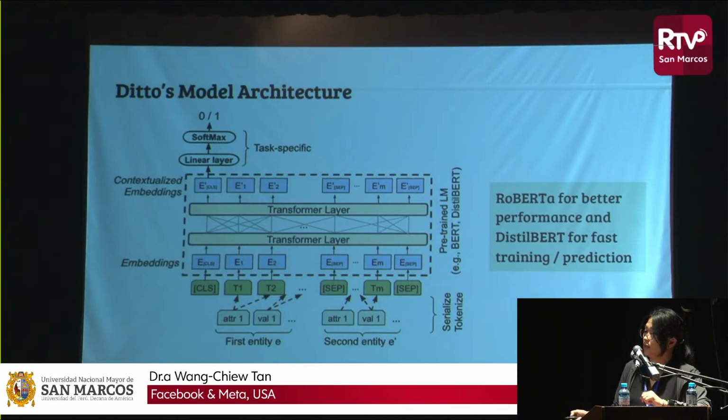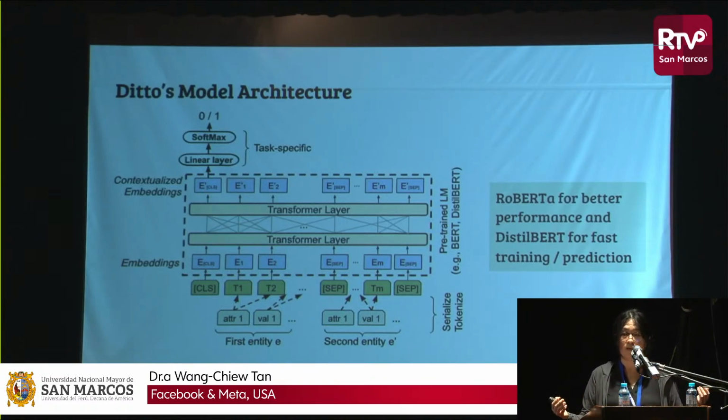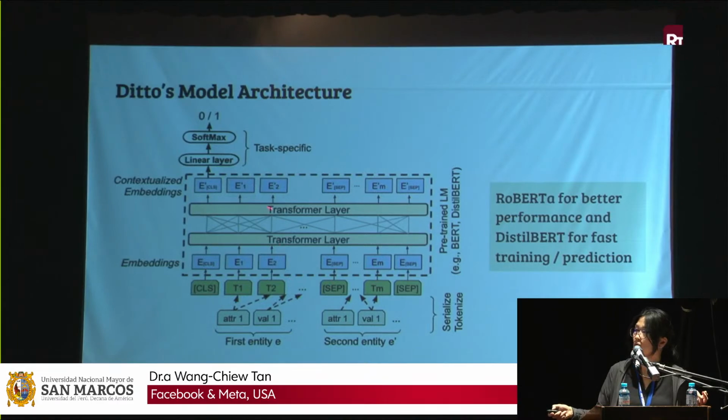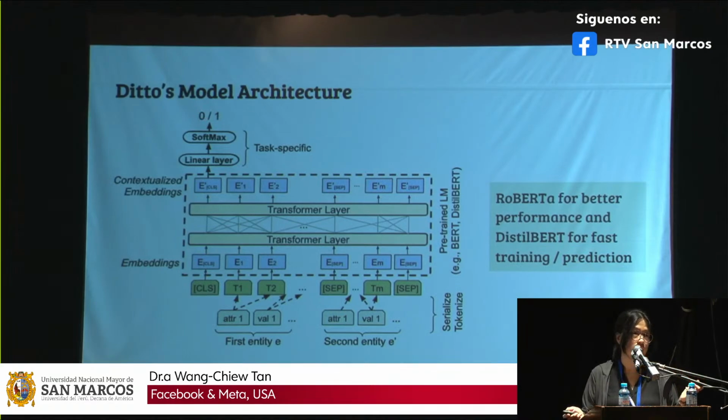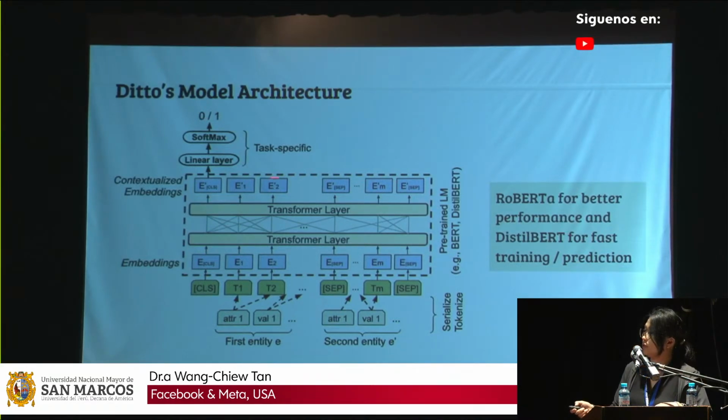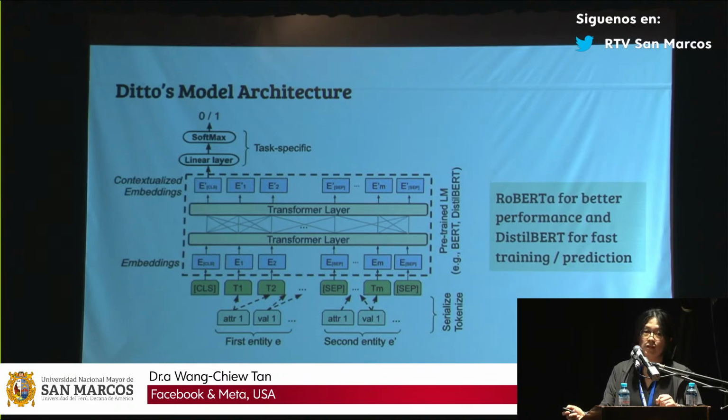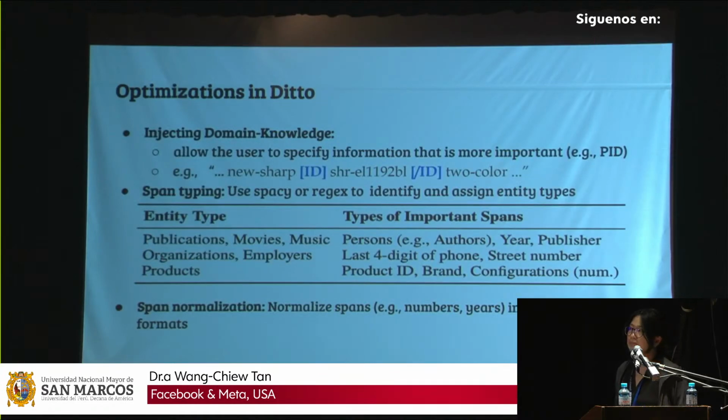So now let's take a look at this diagram again. We pass in two records, and you get these tokens out as output. What we're focusing on is only this output CLS token, because this token already has a contextualized understanding of both records after it passes through all these layers. This is the only token we look at to form the match or no match decision. As I mentioned earlier, the language model is a black box to us. In our experiments, we used Roberta at the time for better performance and Distilbert for a smaller footprint, for faster training and prediction.